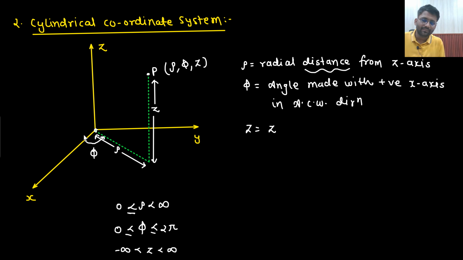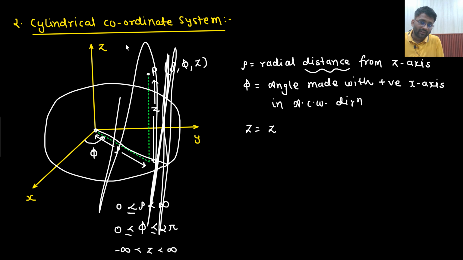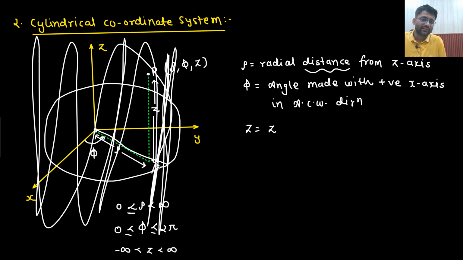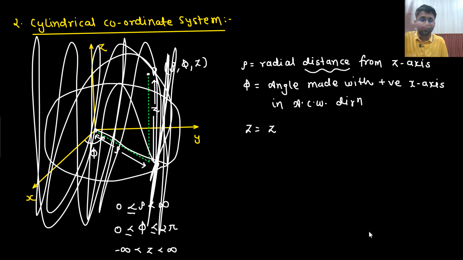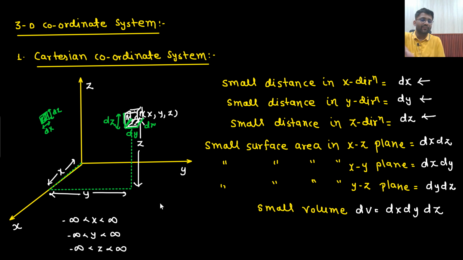Again, rho is going from 0 to infinity. Phi is going from 0 to 2 pi. And z is going from minus infinity to infinity. In that manner, we are covering the whole surface. Not surface, the whole volume we are covering. That means all the coordinates we are covering. In the 3D space, everything if we need to cover.